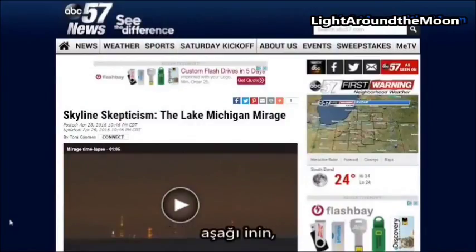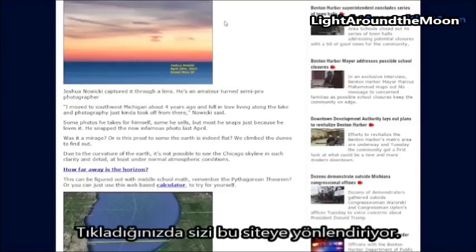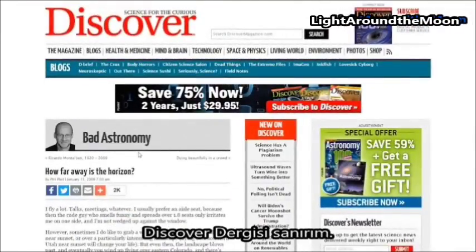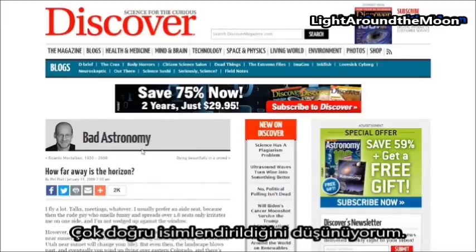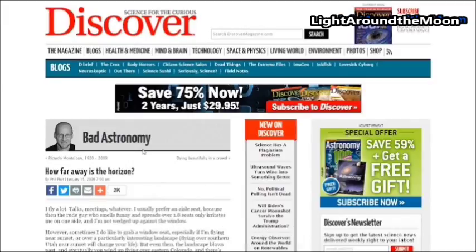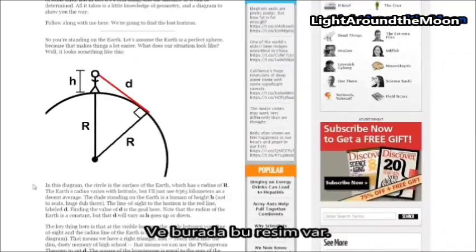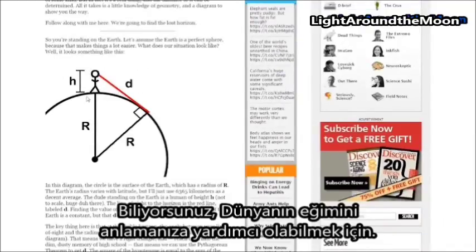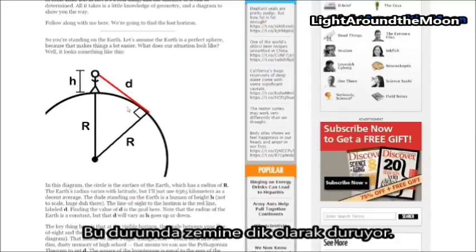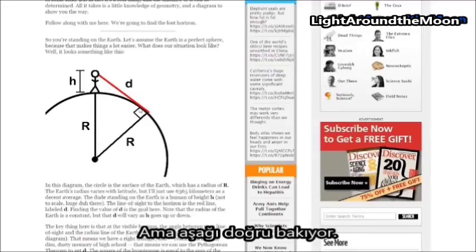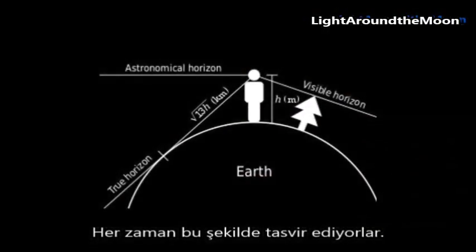Here on the website, scroll down, and he's got this link right here. How far away is the horizon? If you click on that, it takes you to this page right here from Discover magazine, I guess. How far away is the horizon from Bad Astronomy? That's properly labeled, I think. Bad Astronomy. It could also be Bad Geometry. So they've got this picture right here, to help you figure out the Earth's curvature. You got your little man here, in this case standing perpendicular to the ground, but he's looking down. He's not looking straight out, he's looking down. They always depict it that way.